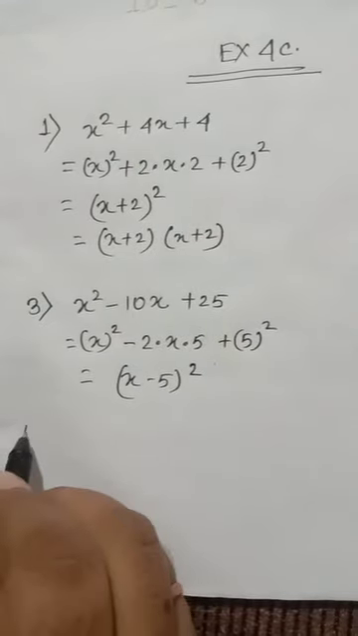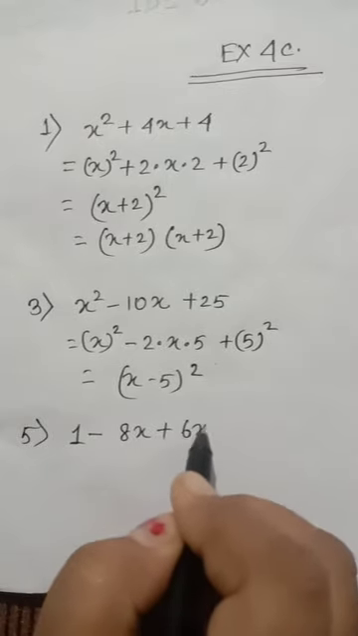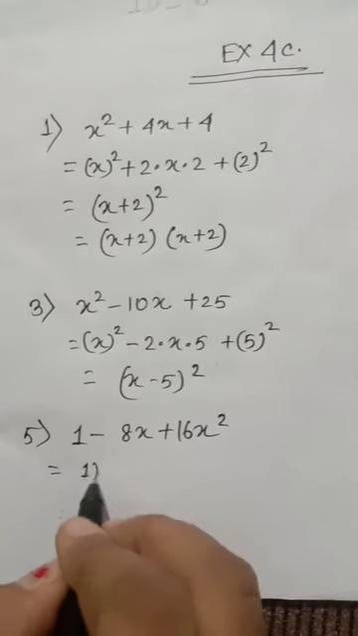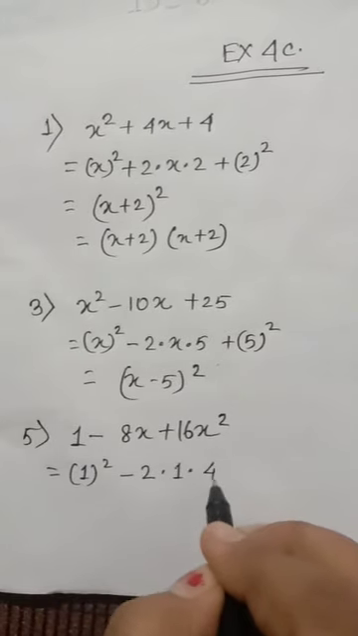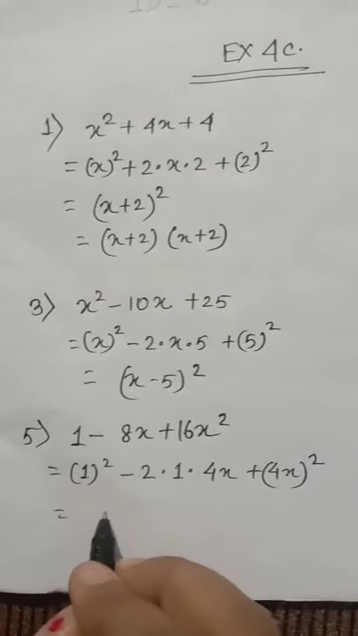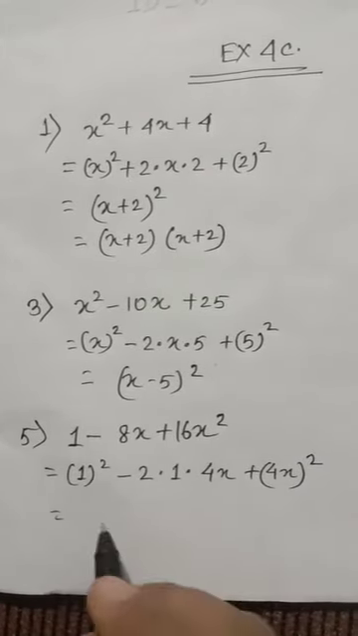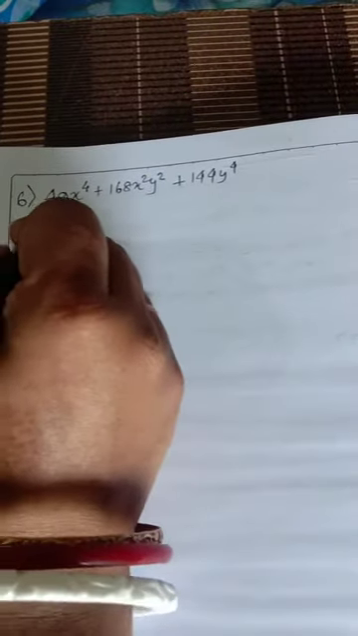Look at question number 5. The question is 1 minus 8x plus 16x square. Or we can write 1 square minus 2 into 1 into 4x plus 4x whole square. Or it is in the term of a square minus 2ab plus b square. So that gives you a minus b whole square.